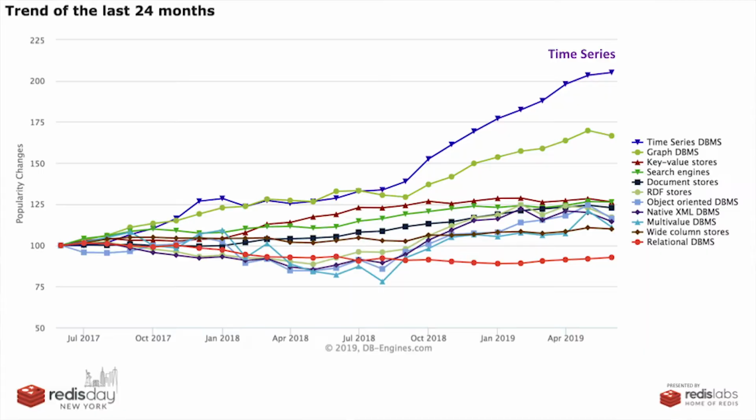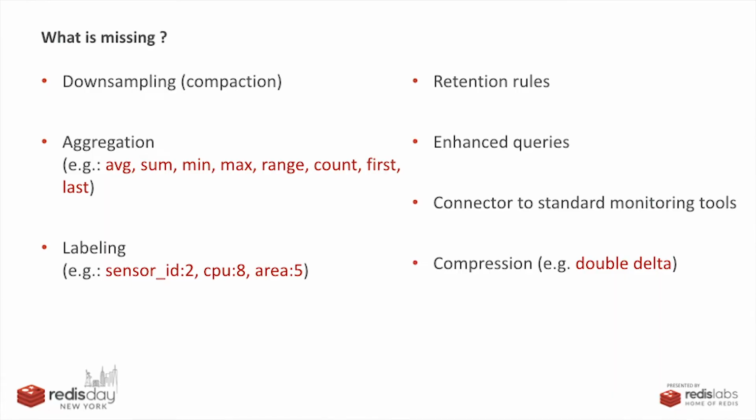But as I mentioned earlier, TimeSeries is today one of the most popular trends in the database space, and you need to do a lot more than what these 2 techniques provide. So for instance, you need to do downsampling. You need to do some aggregation. You need to do some labeling. Of course, retention rules. You want to do some enhanced queries. You want to connect to standard tools to monitor. And we want to do compression like delta encoding in order to keep more in the same infrastructure.